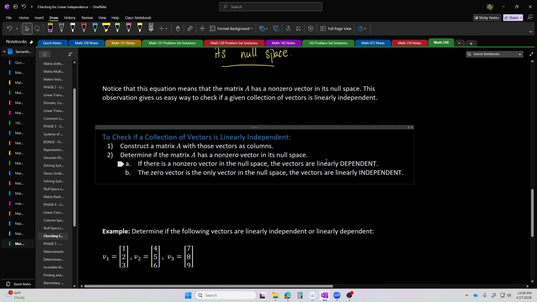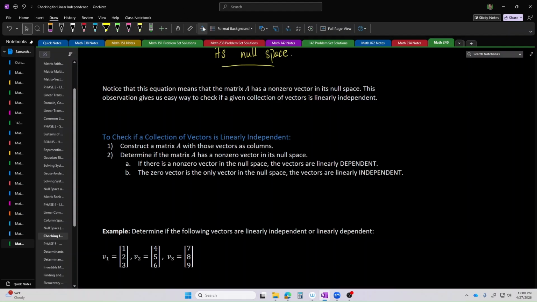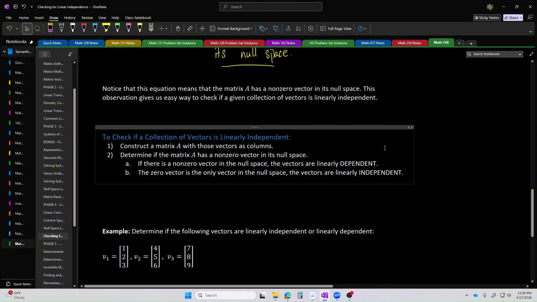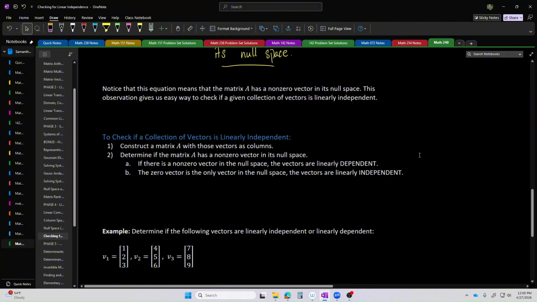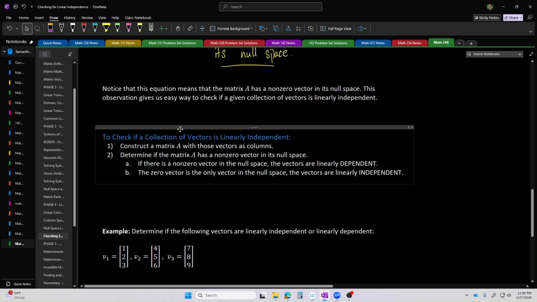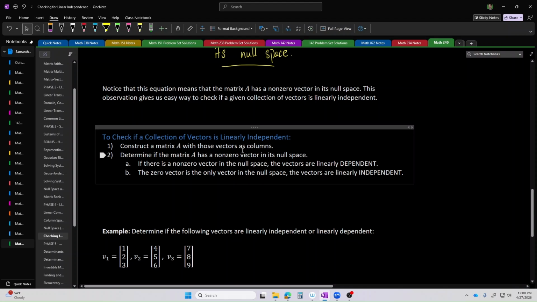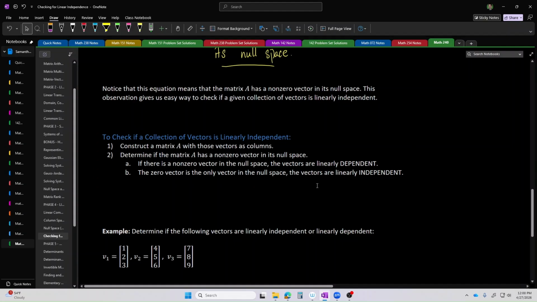To check to see if a collection of vectors is linearly independent, start by constructing a matrix A with those vectors as its columns. Build a matrix A by using the vectors in your collections as the columns. Then study that matrix's null space. If that matrix has a non-zero vector in the null space, that means your vectors are linearly dependent.